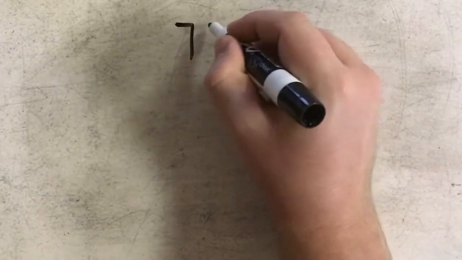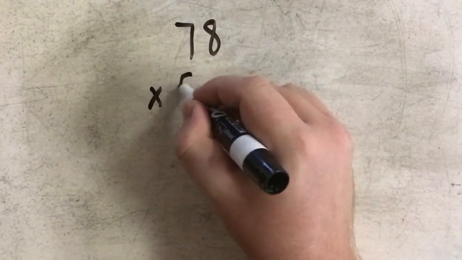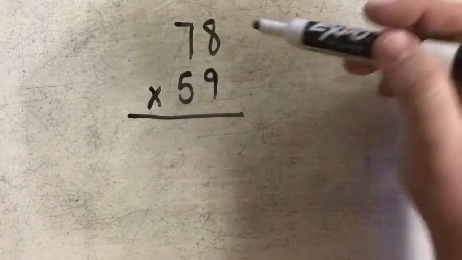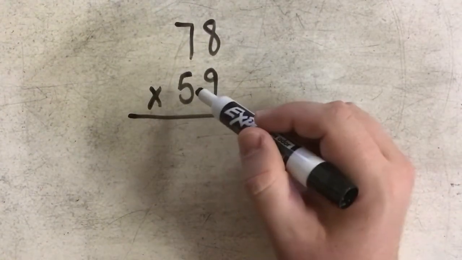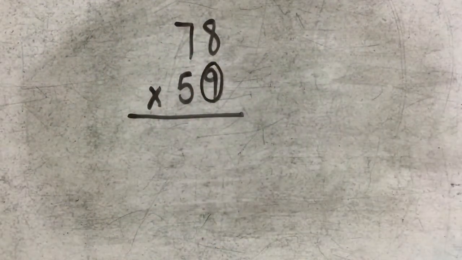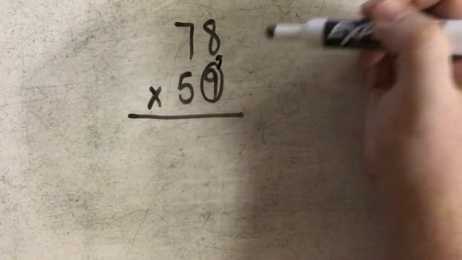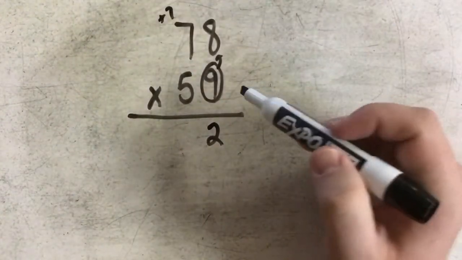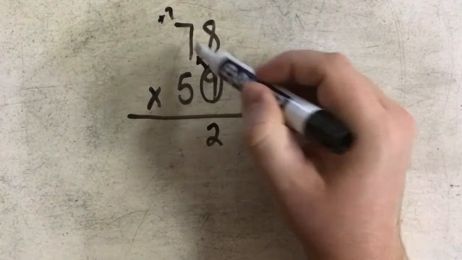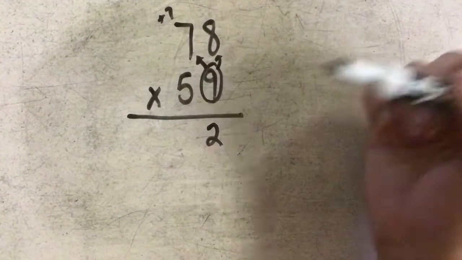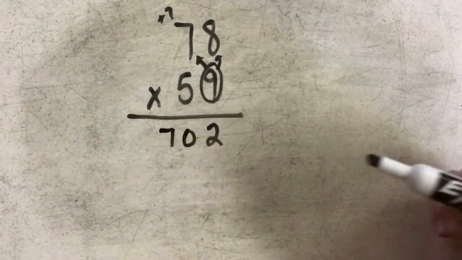Let's take a look at another example. All right, in this problem I have 78 times 59, and again, I'm going to pretend like the 5 isn't even there at the moment. I'm just going to multiply this as if it were 78 times 9. And I know that 9 times 8 is 72, so I bring the 2 down below, I bring my plus 7 on top, and then I do 9 times 7, which is 63, and then 63 plus 7 gives me 70, so I would write 70 down below.